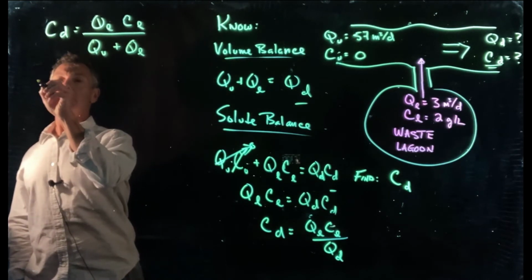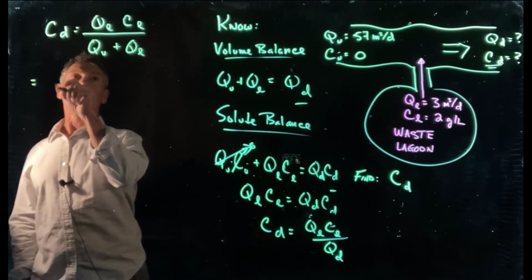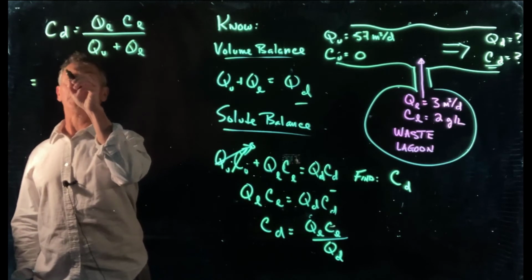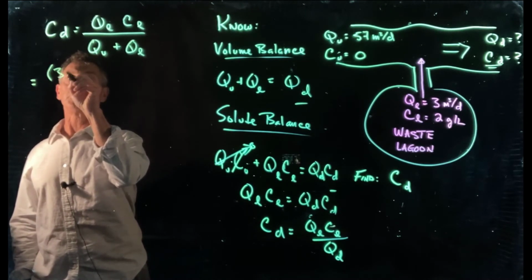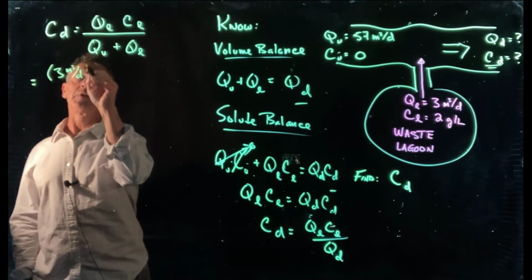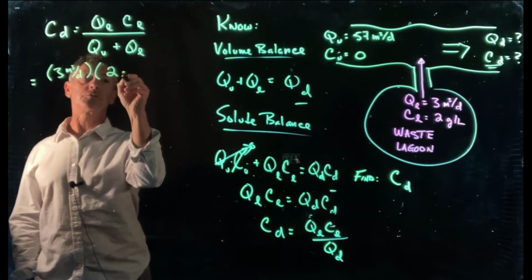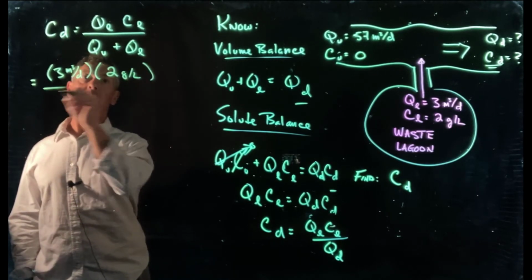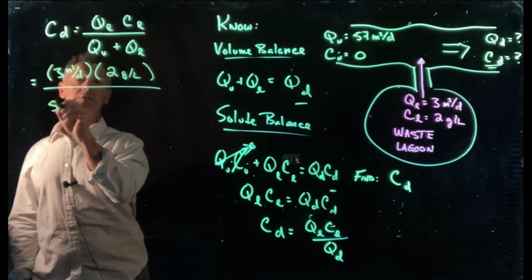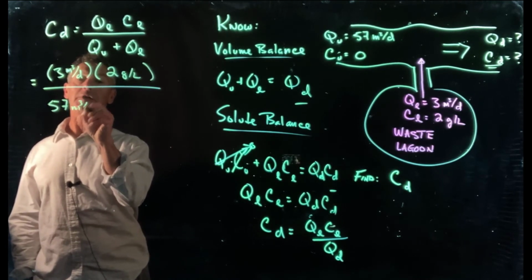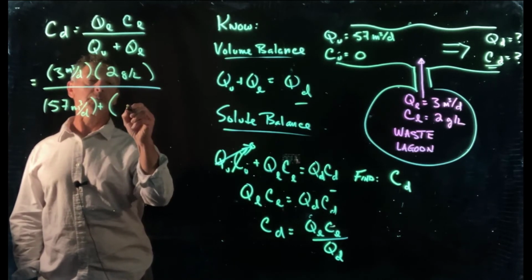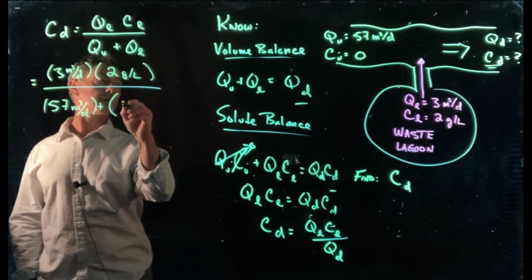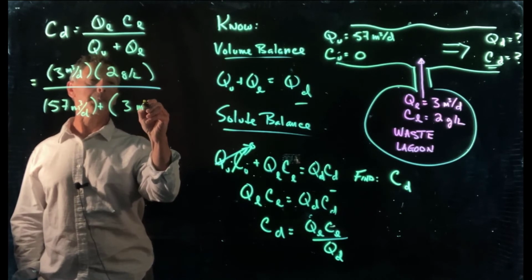So all we have to do is plug in those values. The flow rate from the lagoon is 3 cubic meters per day. Concentration from the lagoon is 2 grams per liter. The flow rate upstream is 57 cubic meters per day. And the flow rate from the lagoon is 3 cubic meters per day.